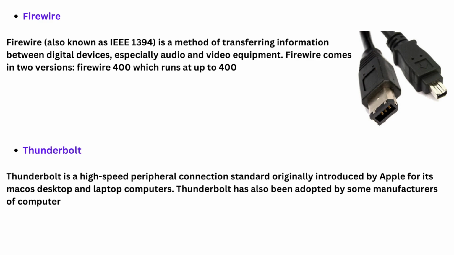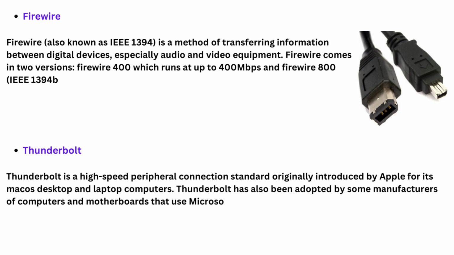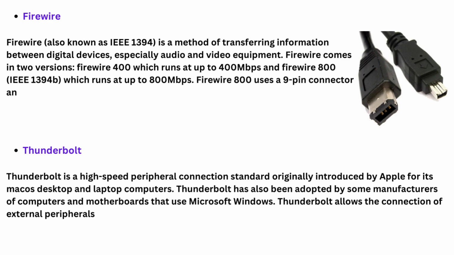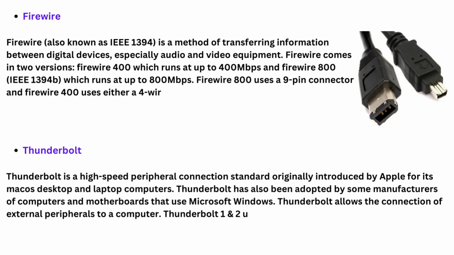Firewire 800 uses a 9-pin connector and Firewire 400 uses either a 4-wire or 6-wire connector. The Firewire 800 connection hosts only Firewire 800 devices, whereas the bilingual connector can host either Firewire 400 or Firewire 800 devices. Just use the appropriate cable.